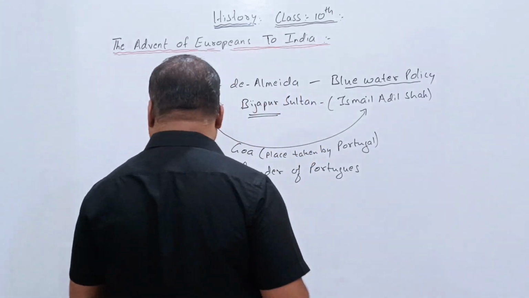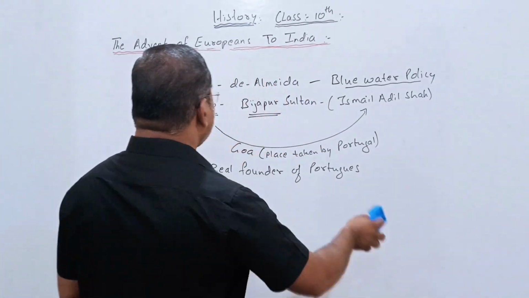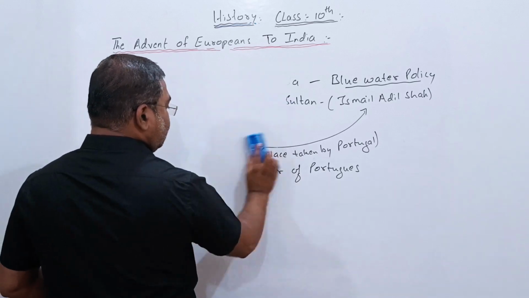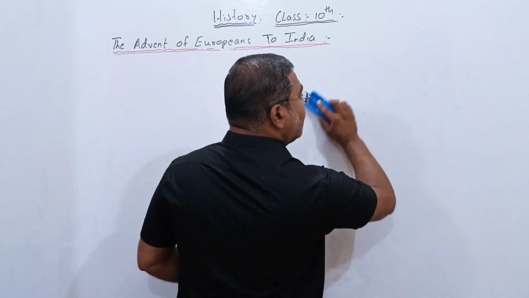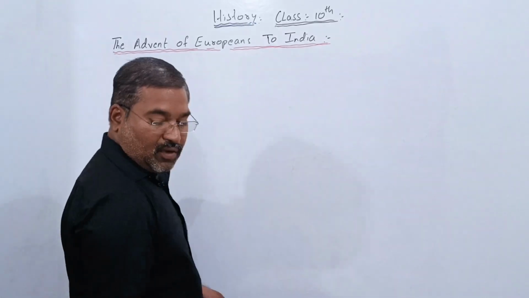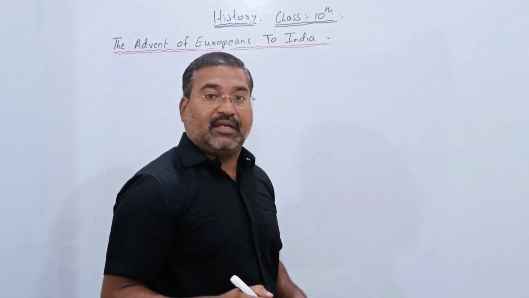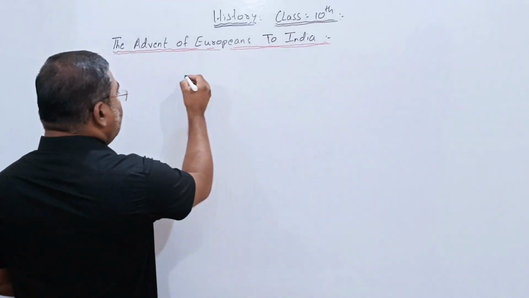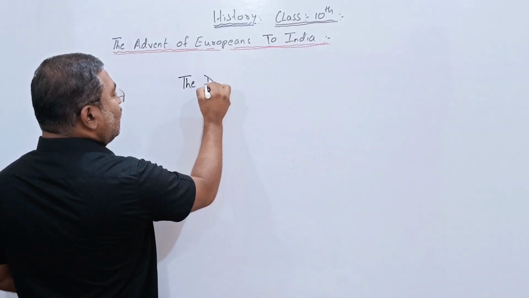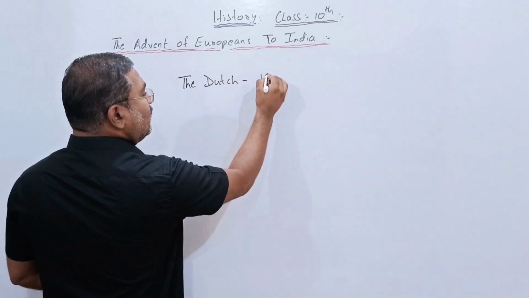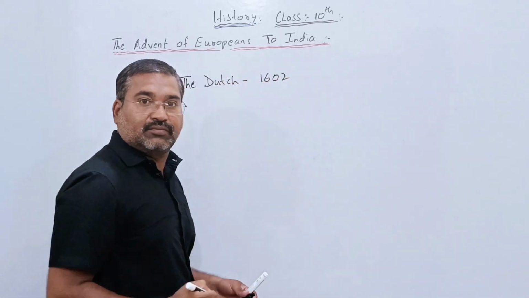The very next topic is related to the Dutch. It's a talk related to which one? To the Dutch. So all this was about the Portuguese. Now, who came? The Dutch, in 1602.